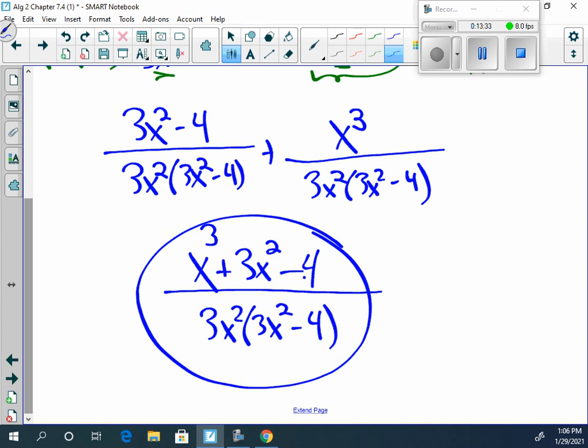But this here is as simplified as it gets. The only other way we can rewrite it is if I broke it up into individual terms, which really isn't making it simpler. It's making it into 3 fractions instead of 1, which doesn't help us as much. And that's it. That's all we have to do for this here. Questions on this here?